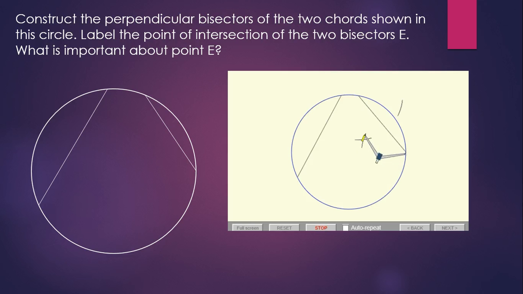So first we'll construct the perpendicular bisector of the shorter segment in this case, and then construct a perpendicular bisector of the longer segment. And we'll extend those until they meet. The point of intersection is the center of the circle. So if we label that center E, then what's important about point E is that it's the center of the circle.